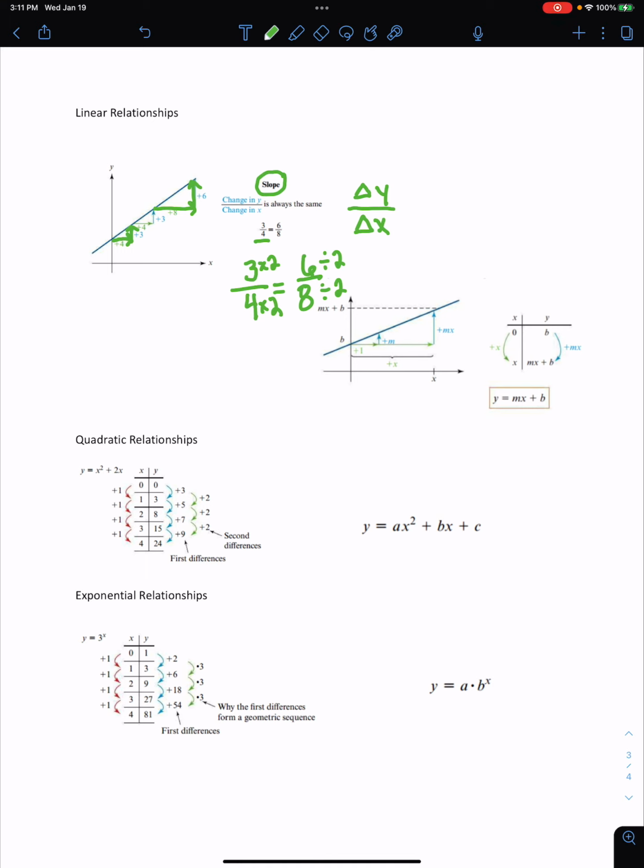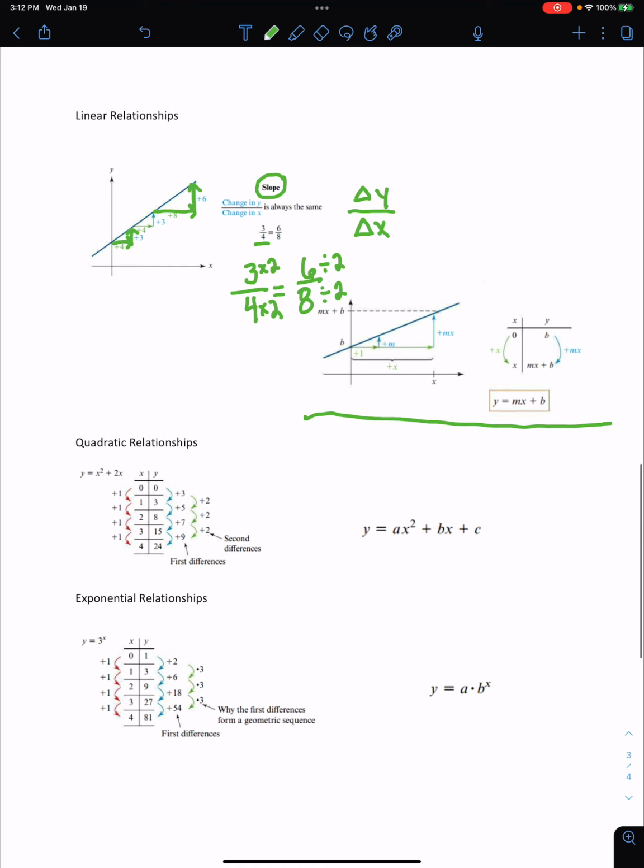Down here in the other diagram, we can again see that the change in y divided by the change in x is going to give us the slope, and that slope in this case is represented by the letter m. Don't ask me why slope equals m, but it does.